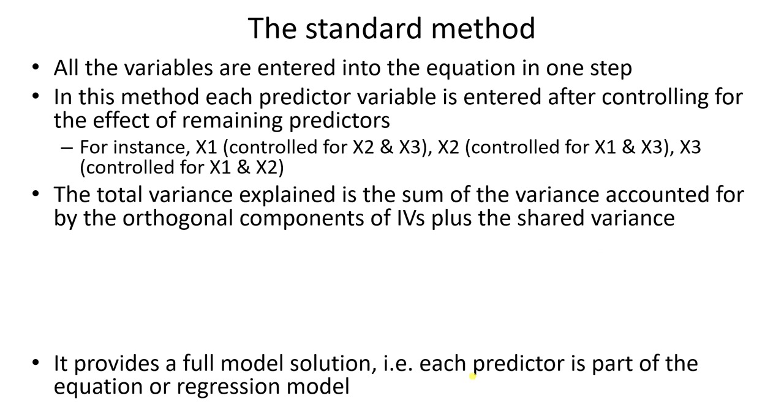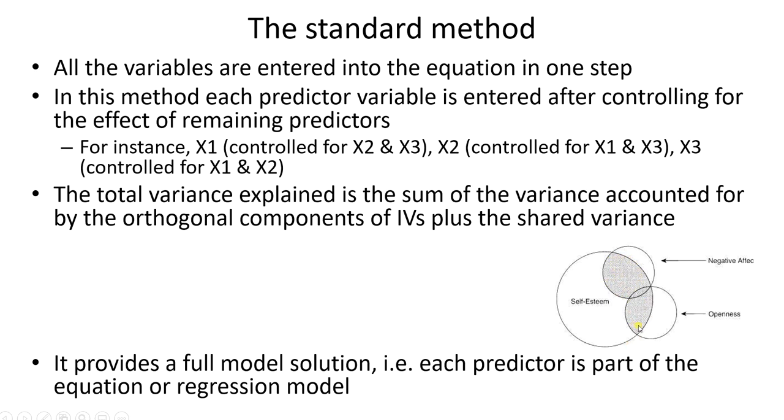Why is it called full model regression or full model solution? Because each and every predictor is made part of the regression equation. We do not omit any of the predictors. And this picture will show. Suppose there are two predictors, negative affect and openness, and we want to predict self-esteem. Then the unique variance of negative affect is this bigger portion. The unique effect of openness is this one.